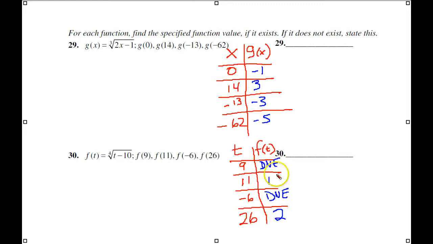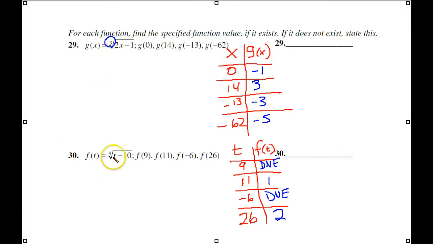Does not exist. I shortened it up here. Does not exist. And you might say, well, why? Well, anytime you have a third root as an index number, you can have negative results under the radical sign.